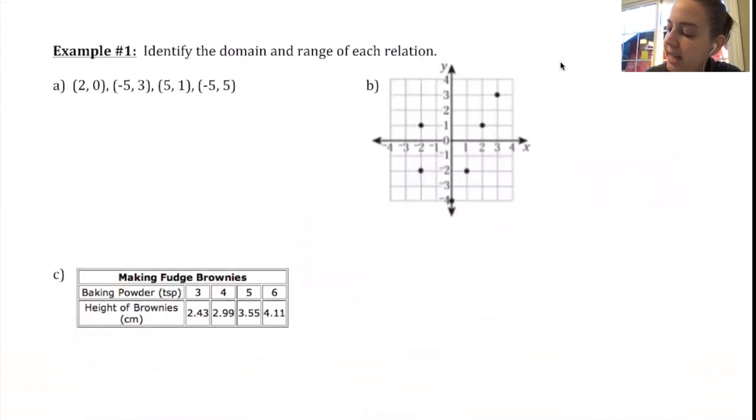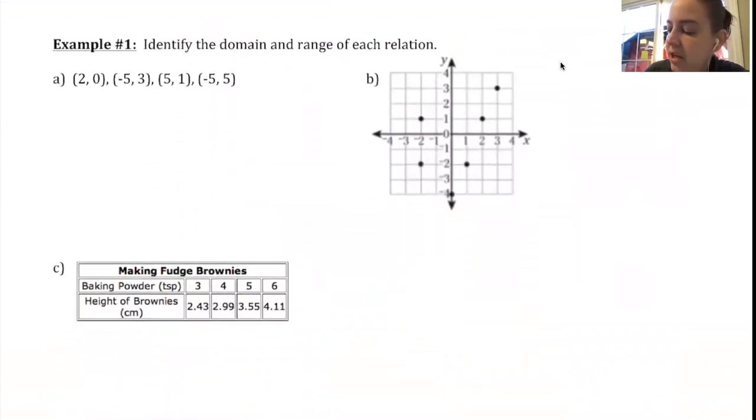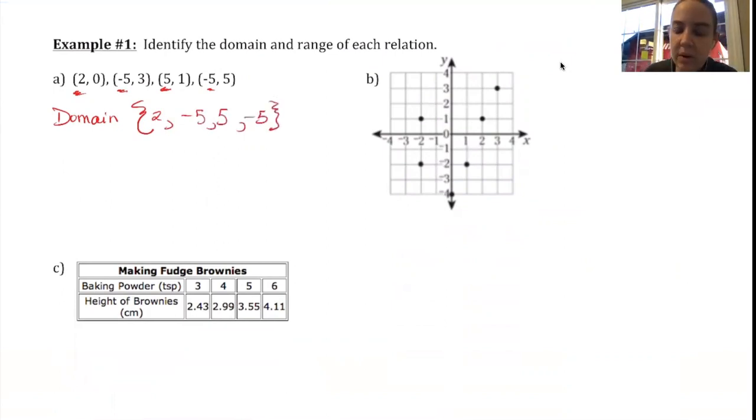So example 1, identify the domain and range of each relation. So for the domain, we're just going to write the word domain. I'm going to use this funny bracket. And the domain is all of the x values. The x values come first. So it's 2, -5, 5, and -5. Now, some people will have you list them in order from least to greatest. So -5, 2, and 5.